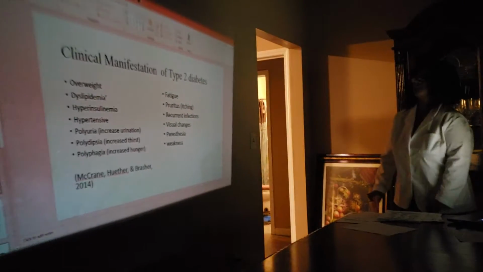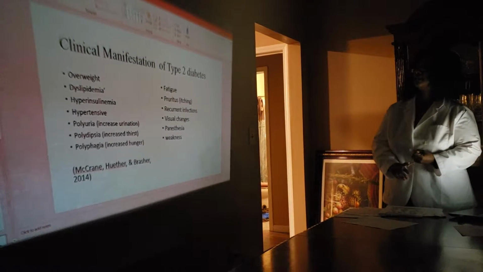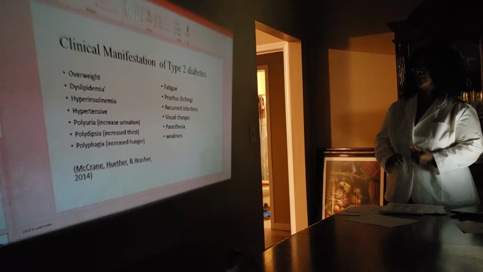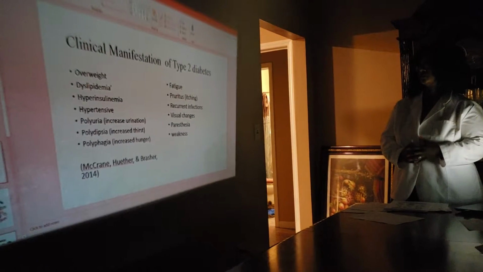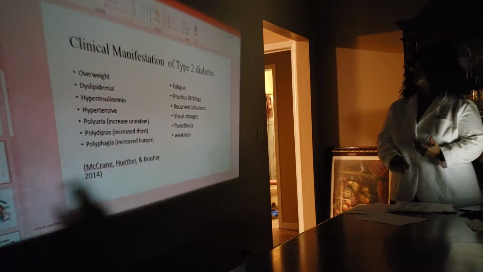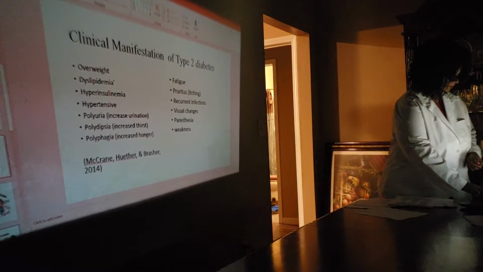Clinical manifestations of type 2 diabetes: they usually manifest as being overweight, dyslipidemia, hyperinsulinemia, hypertensive, polyuria, polydipsia, polyphagia, which we just discussed. You'll have some fatigue, you'll have pruritus, which is itching, recurrent infections, visual changes, paresthesia, and weakness.